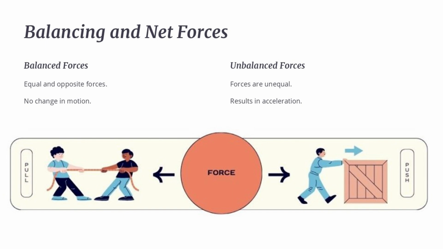When forces are balanced, there is no change in the object's motion. It remains at rest or continues moving at a constant speed. Unbalanced forces, on the other hand, are forces that are not equal and opposite. Unbalanced forces result in acceleration. The object will speed up, slow down, or change direction. It's important to understand the difference between balanced and unbalanced forces to predict how objects will move.